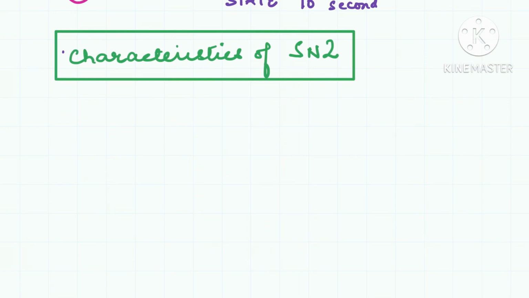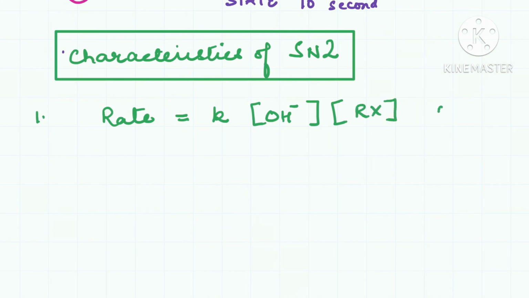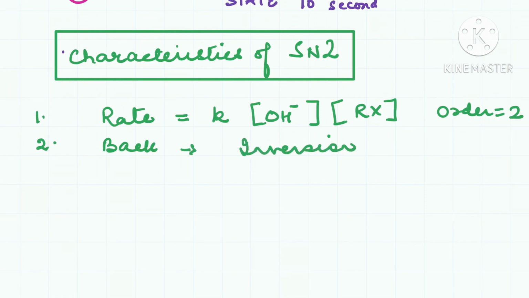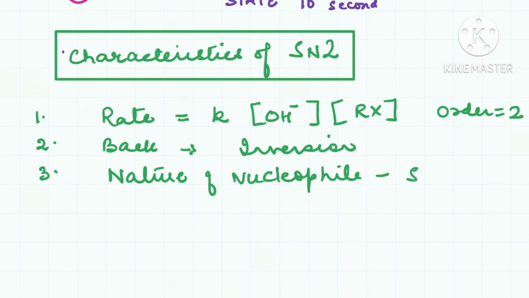The characteristics of SN2 will be, here the rate will depend upon both the attacking nucleophile as well as on the substrate. So the order for this reaction will be 2. Since the attack is from the back, the stereochemistry leads to inversion. So SN2 leads to inversion. It will depend upon the nature of the nucleophile also. So a strong nucleophile will favor the reaction.